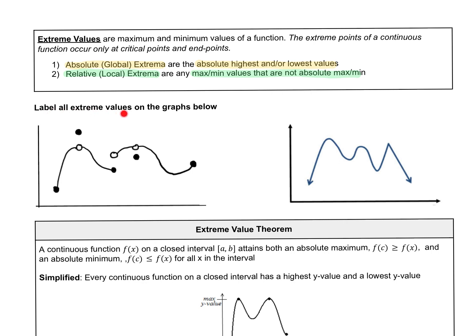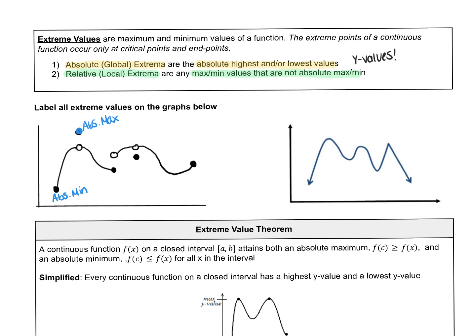So let's look at an example. Let's label all of the extreme values on the graphs below. So it doesn't matter that this one's a piecewise, we're still going to be able to do it. Let's locate the absolute highest and absolute lowest values. And when I say values, we're talking about y values. What is the absolute lowest value for y and what is the absolute highest? So as you can see here, this is the lowest value. There's nothing else lower than it. So this value right here is your absolute minimum. It's the lowest value possible. This guy up here is your absolute max. That's your highest value.